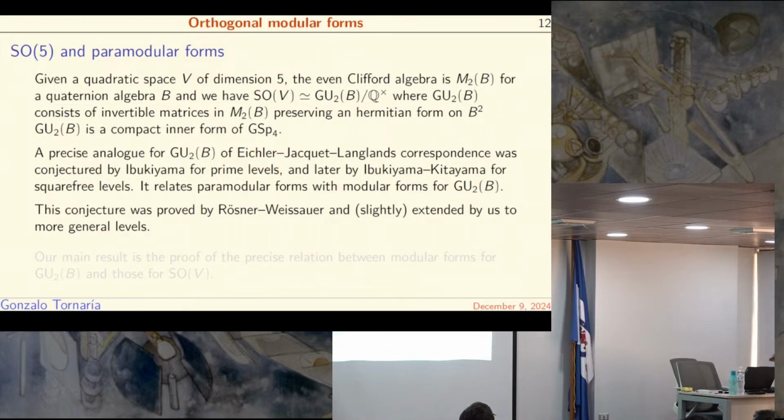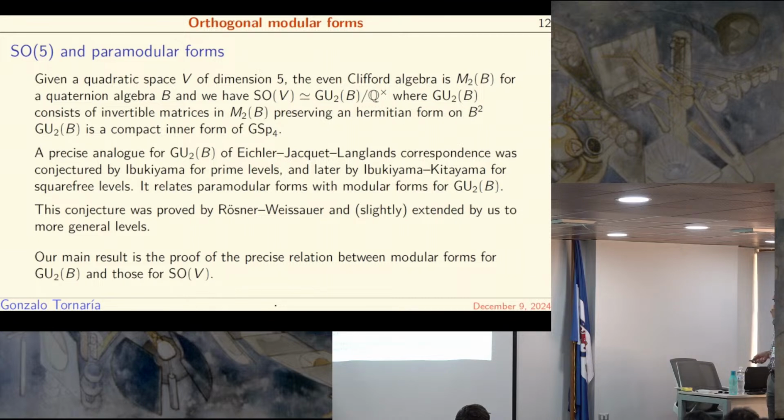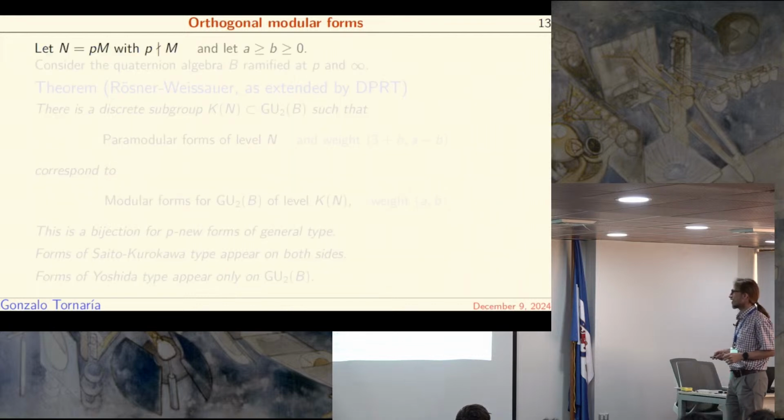They only proved it for square-free levels, and we needed a slight extension to get to all the levels we want. But I mean, the real work on this correspondence is the work by Rösner-Weissauer. And our main result is the other side, the precise relation between modular forms for GU2(B) and forms for SOV, which from this isomorphism looks like, okay, it's isomorphic, so it's the same, but you still have to write some details and make this correspondence. I mean, it's more work than it seems, but that's been done. So this is our theorem, how all this works.